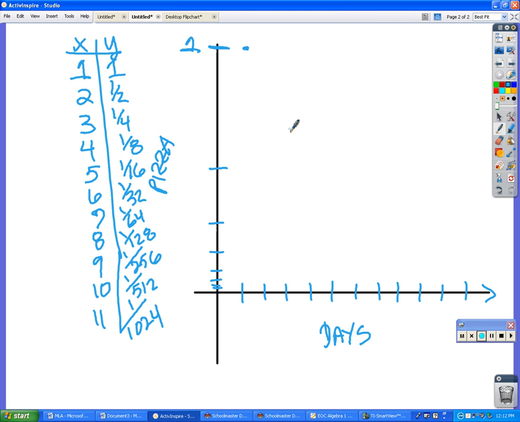Okay, so on day 1 there was 1 pizza there. On day 2 there was 1/2. Day 3, 1/4, half of that. And you see how these dots are getting closer and closer to the x-axis each time? So that's what the graph would look like.